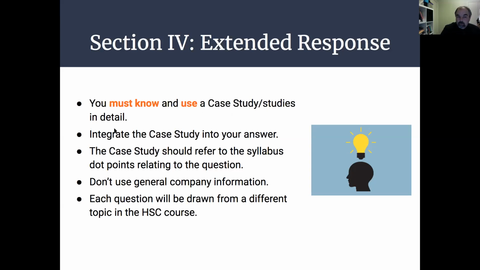If you're looking for high marks, you're going to have to integrate. It's not just at the end of a sentence, oh yeah, for example, Apple does this. That mentions a case study, but it's not really an integration of the case study. You should refer to all the aspects of the syllabus in your preparation. Don't just use general company information. Don't just write about Qantas and when it was founded, etc. We're not really worried about that. We're worried about what aspect of Qantas you know that's going to help you answer the question. And remember in this section, there are 2 topics, so 1 question on each topic, and they will be different to what's in the report.